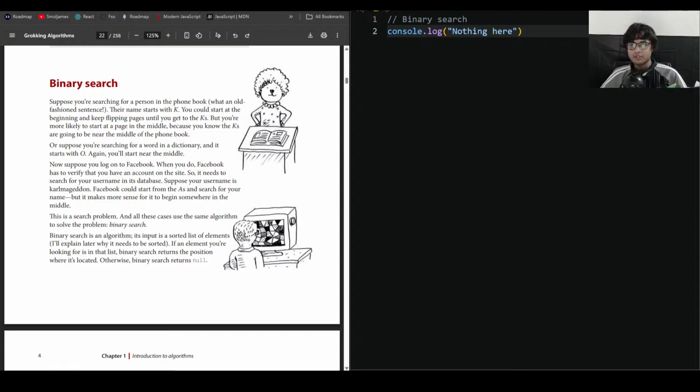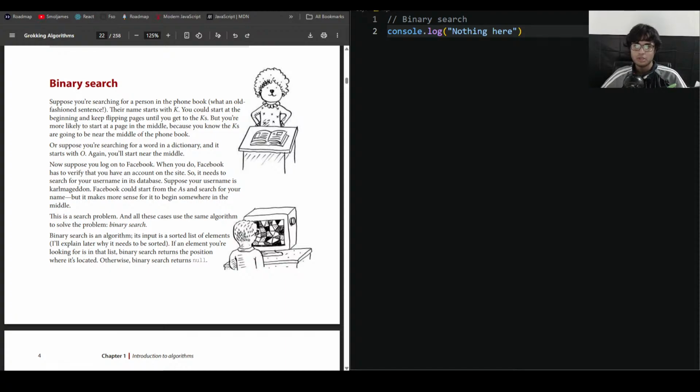Suppose you are searching for a person in the phone book. What an old-fashioned sentence. Their name starts with K. You could start at the beginning and keep flipping pages until you get to the K's, but you are most likely to start at a page in the middle because you know the K's are going to be near the middle of the phone book. Suppose you are searching for a word in a dictionary and it starts with O. Again, you'll start near the middle.